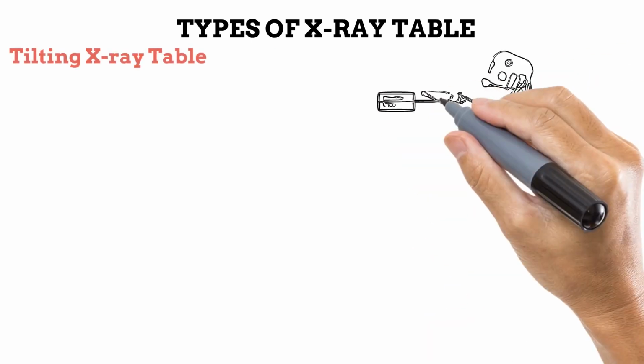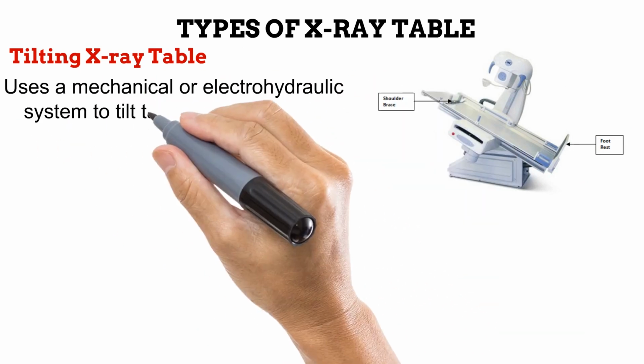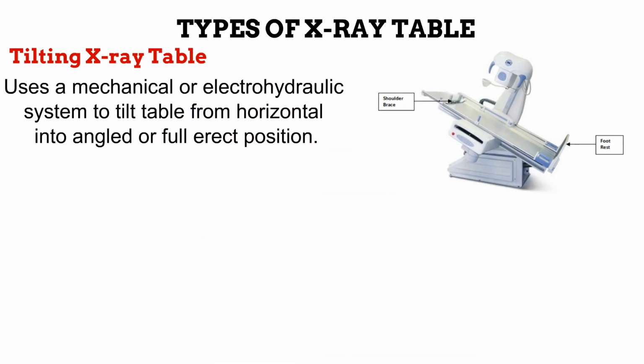Next is the tilting radiographic table. This is the most advanced of all tables. Depending on how sophisticated it is, it either uses a mechanical or electrohydraulic system to cause the entire table to tilt from a horizontal to an erect position, and any angle between the two. Accessories such as shoulder braces, foot rests and handrails help to prevent the patient from falling off the table.